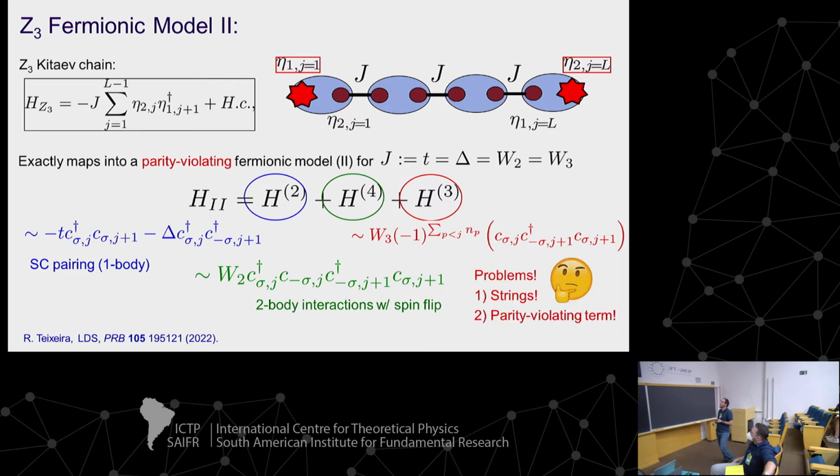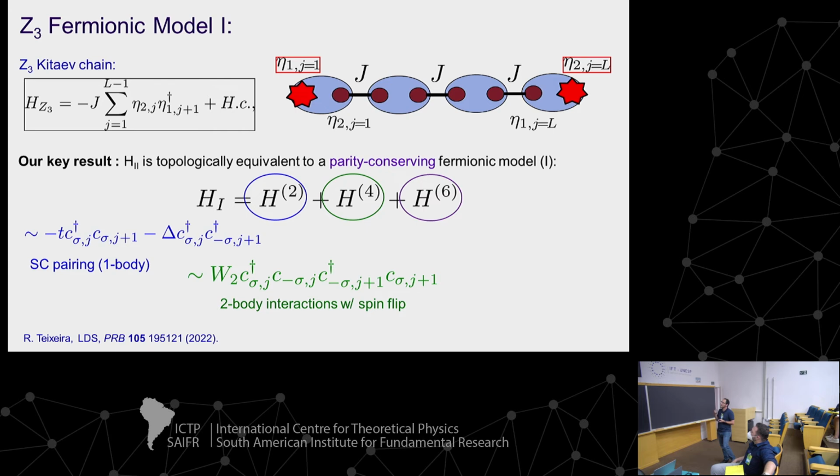But then we have these string factors that I mentioned, that these are all problems. But then Rafael figured out a way to get a similar Hamiltonian that is parity conserving and doesn't have strings attached to it.